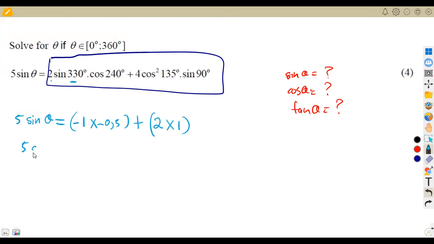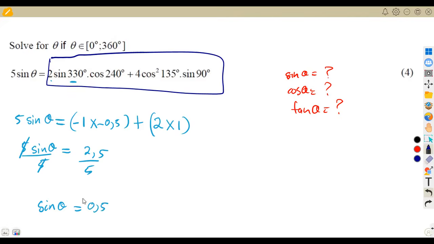That is going to be 5 sine theta is equal to, so you combine everything on the right hand side, you are going to obtain 2,5. All right, then we can divide by 5 so that we obtain a single trig like sine theta, cos theta, like I was explaining. So the moment you divide by 5, you are now having a single trig, which is sine theta is equal to 2,5 divided by 5. That will be 0,5.